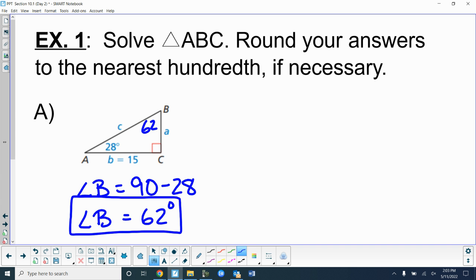Side B would be adjacent to 28, and the hypotenuse is side C. So I'm going to set up cosine, because it's adjacent. Cosine of 28 degrees equals the adjacent side, 15, over C. What I like to do with these is put this over 1 so it looks like a proportion, and then cross multiply to solve this.